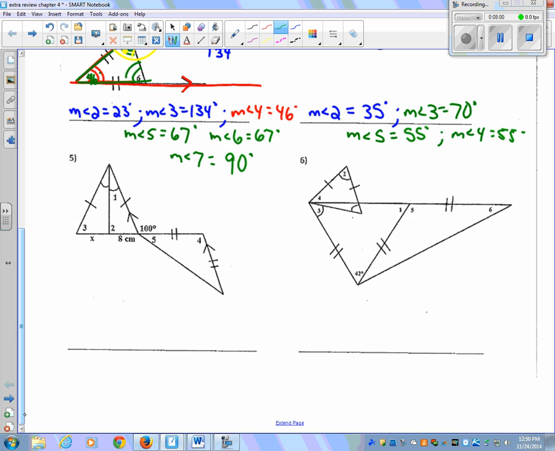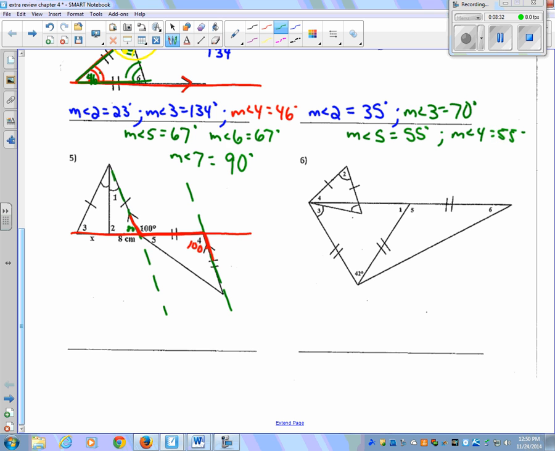Number 5, 100 degrees here, that's our one clue. Well, that tells us that this one would have to be 80. It tells us also that since this is parallel to this, with this as our transversal, then this angle 100 degrees and angle 4 are alternate interior angles. So angle 4 is going to be 100 degrees as well.